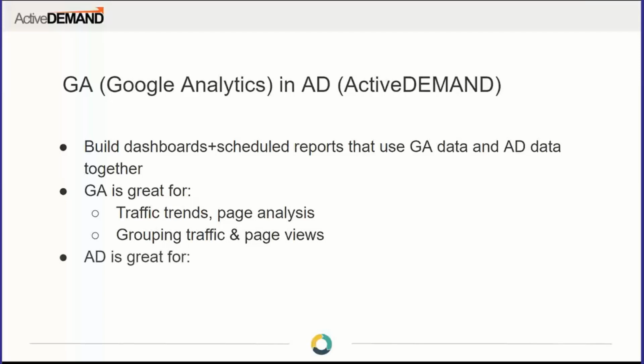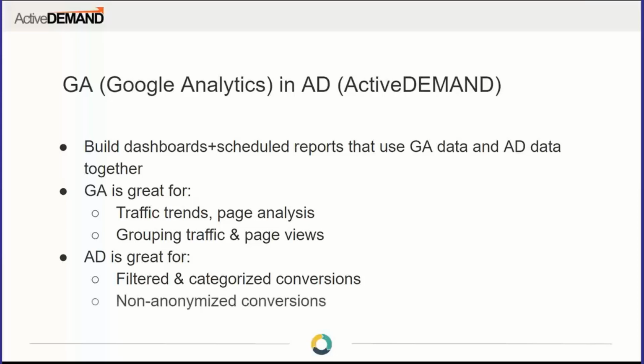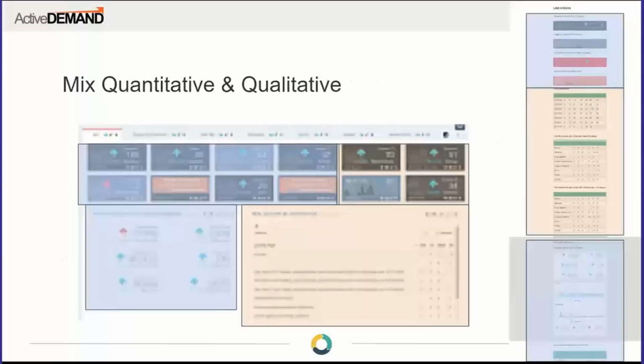Whereas ActiveDEMAND has a different set of skills. It's better for filtered and categorized conversions because we do know the person. We have more information that's identifiable about them, and de-anonymized conversions, so we can pull that stuff out and really get that qualitative impact. And that's really where I like to use ActiveDEMAND.